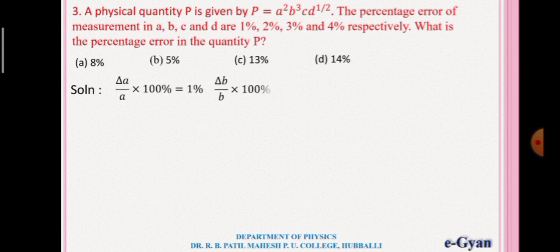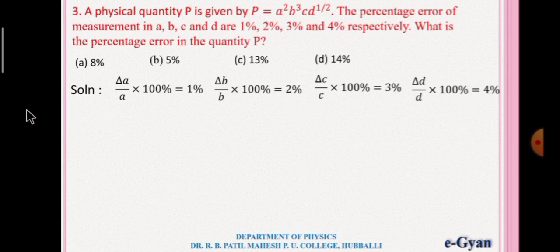Okay, percentage error of A is represented by delta A by A into 100% is equal to 1%, and that of B is delta B by B into 100% is equal to 2%, and that of C is delta C by C into 100% is equal to 3%, and that of D is delta D by D into 100% is equal to 4%.